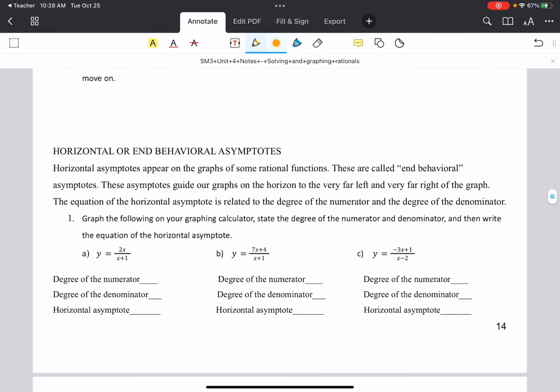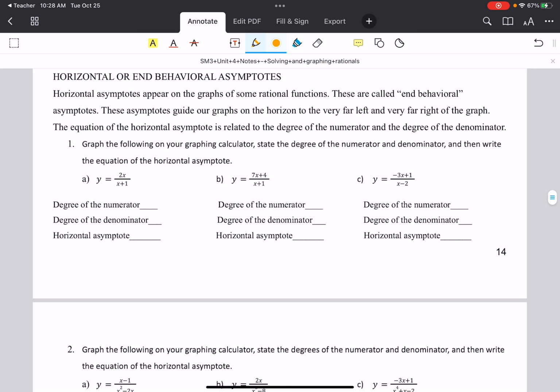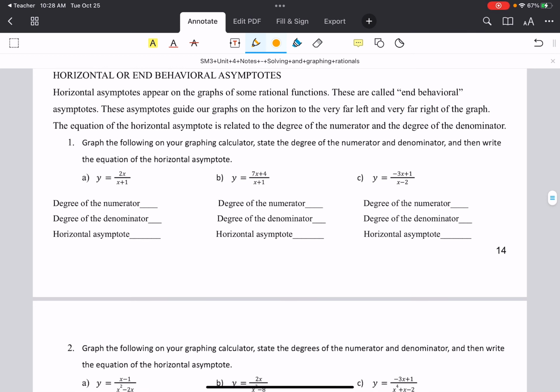Good question. The horizontal asymptotes appear on the graph of some rational functions. These are called end behavioral asymptotes. So the horizontal asymptotes talk about the end behaviors of your graph as they go this way.